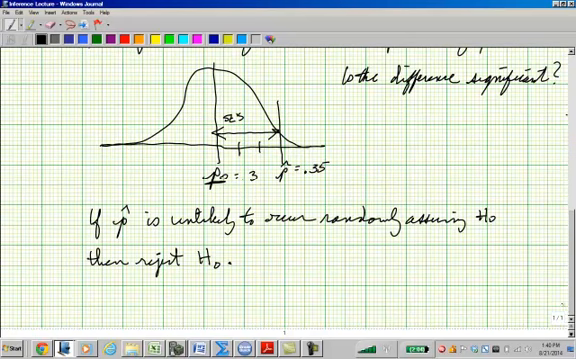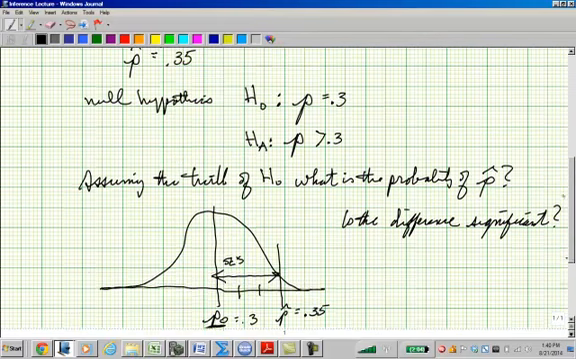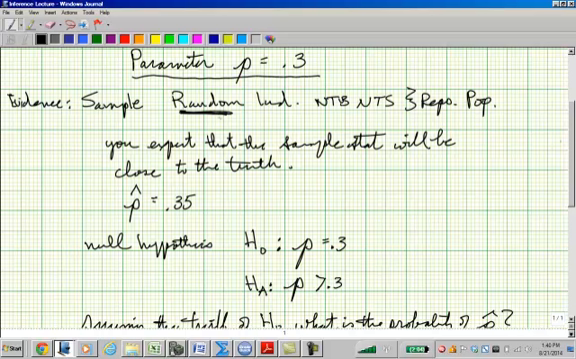So here's another way to draw the picture. Let's draw another normal curve. This time, let's put the truth in the middle. Now, here's p hat. And if p hat and P sub 0 are really far apart, then we're going to see P sub 0 over here somewhere. And we expect that p hat is closer to p, because p hat is drawn to P by the process of random selection.